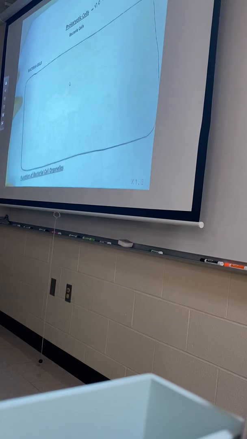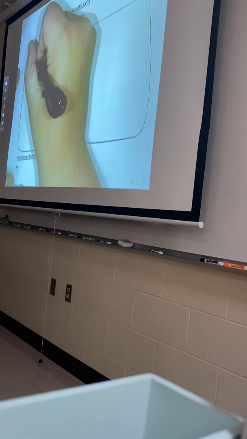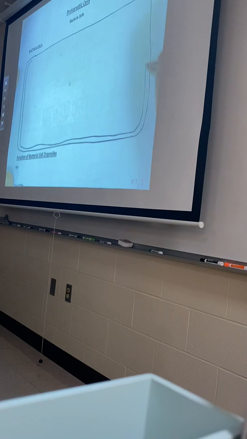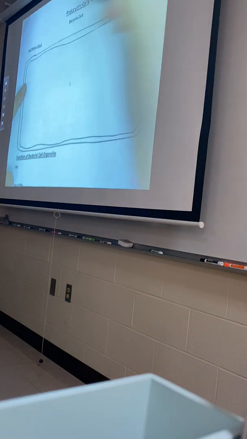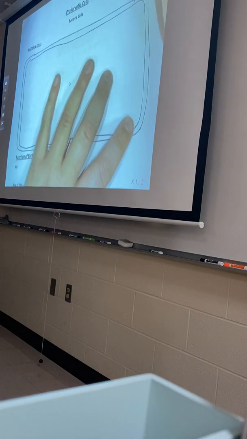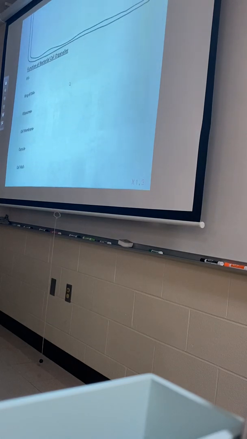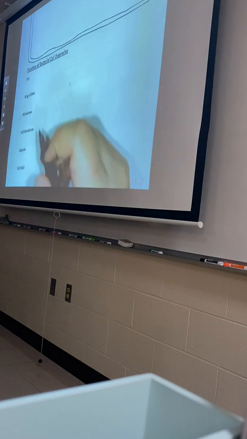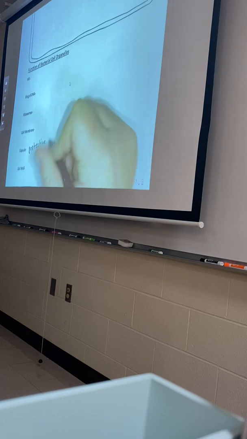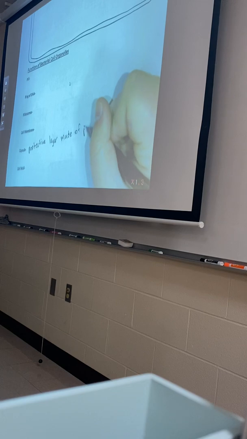So this first one is called a capsule. Go down here to the functions. For the capsule, what it is, it's a protective layer made of protein. Protective layer made of protein.